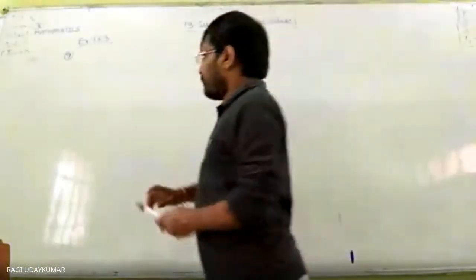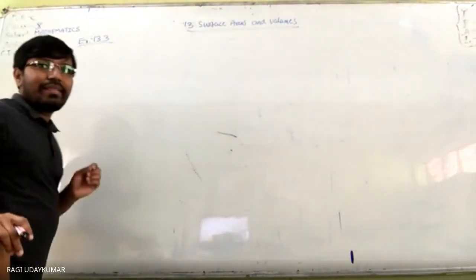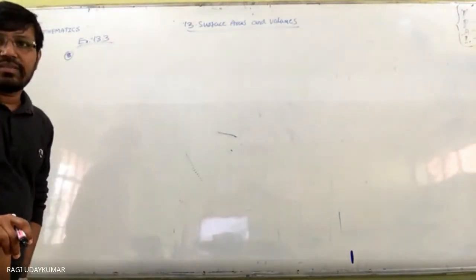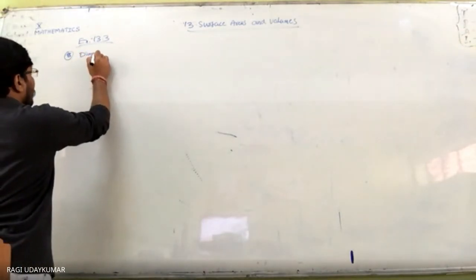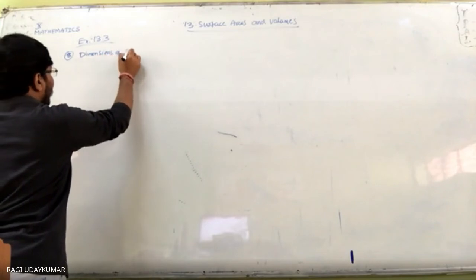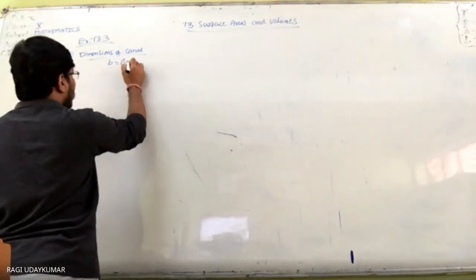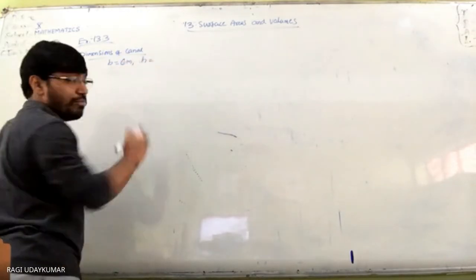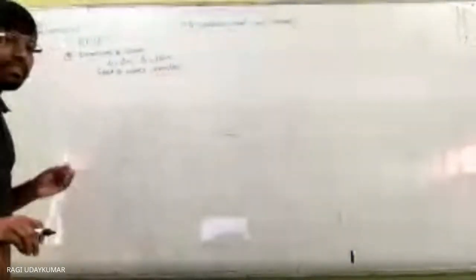Now 8th question. 7th question you can explain. So what are the questions in the question given? Dimensions of the canal. So width of the canal, dimensions of canal. Breadth is equals to 6 meters and height is 10 kilometers per hour. So in 30 minutes it travels 5 kilometers.